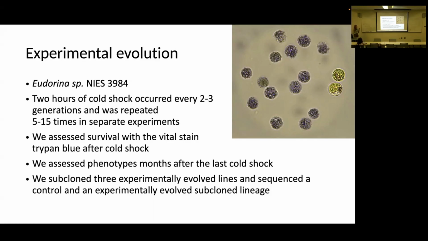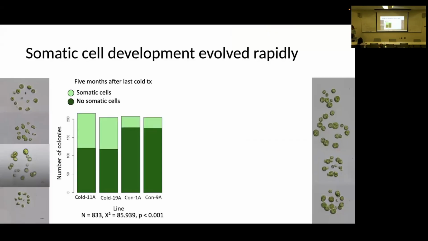I also assessed survival using the vital stain trypan blue. So here you can see a colony that's been stained with trypan blue. All the dead cells are purple, the living cells are green. I also assessed the phenotypes months after the last time they were cold shocked, and I subcloned 3 experimentally evolved lines. And I have thus far sequenced and analyzed the sequences of a control and an experimentally evolved subclone lineage.